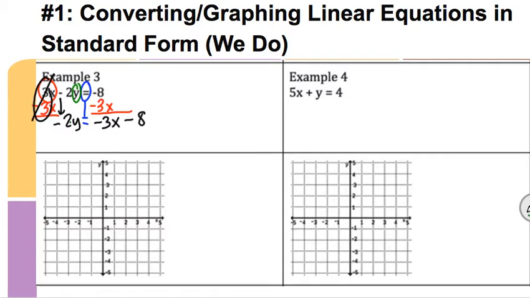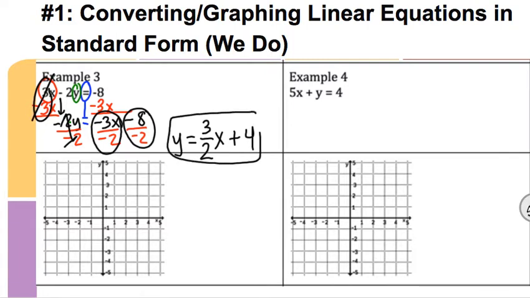This is negative 2 multiplied by y, so I'm going to divide negative 2 by everything. This is where it's going to be super important that we know our rules of negatives and positives. Negative 2 divided by negative 2 makes a positive 1y. Negative 3 divided by negative 2, it's a positive, but it's going to be a fraction, because 2 does not go into 3 evenly. And then negative 8 divided by negative 2, also positive, but it does divide evenly into 4.